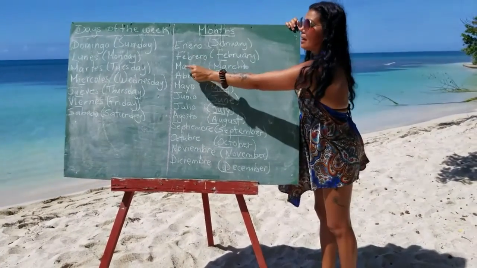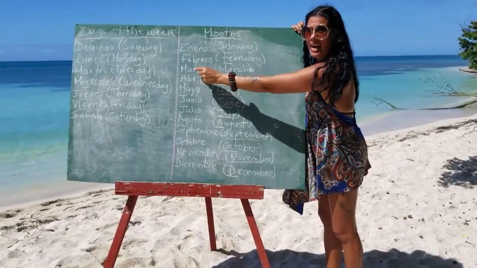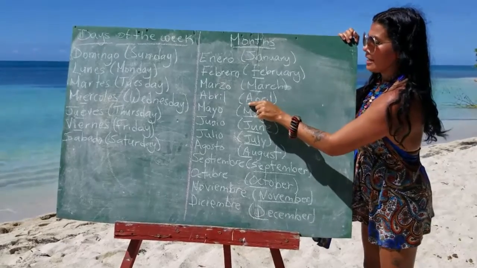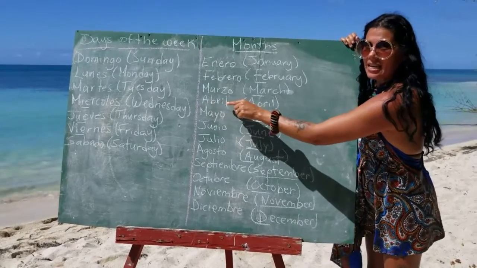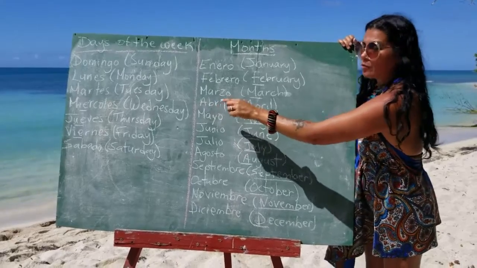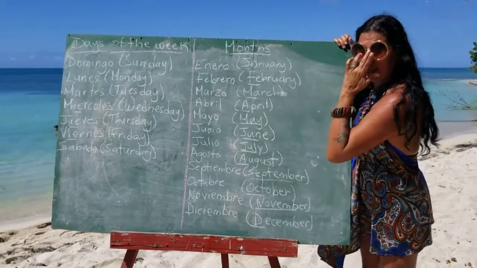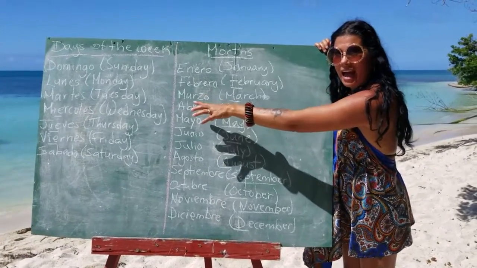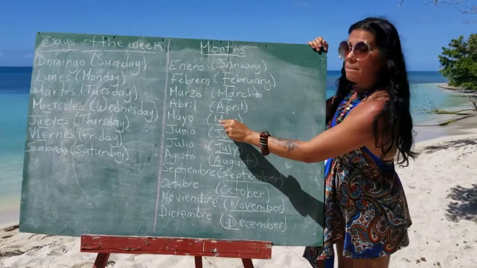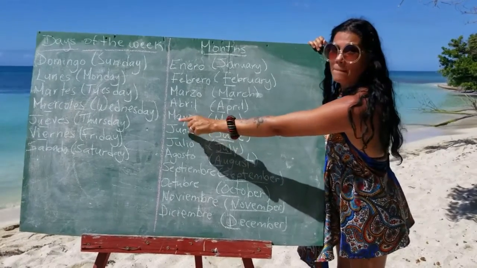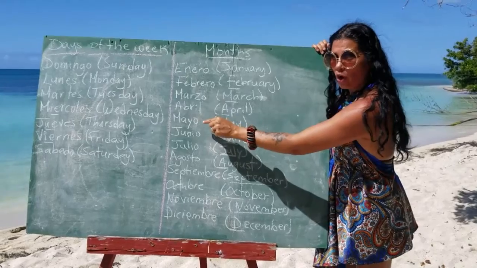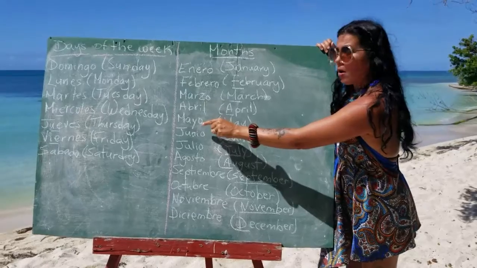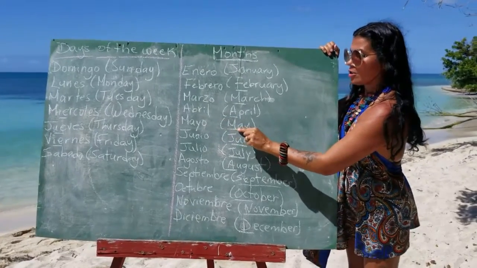March, marzo. April starts with the same letter. Abril. Remember the pronunciation of the A. It's not A-bril, A-bril. Always A. May is Mayo. And it starts with the same three letters.